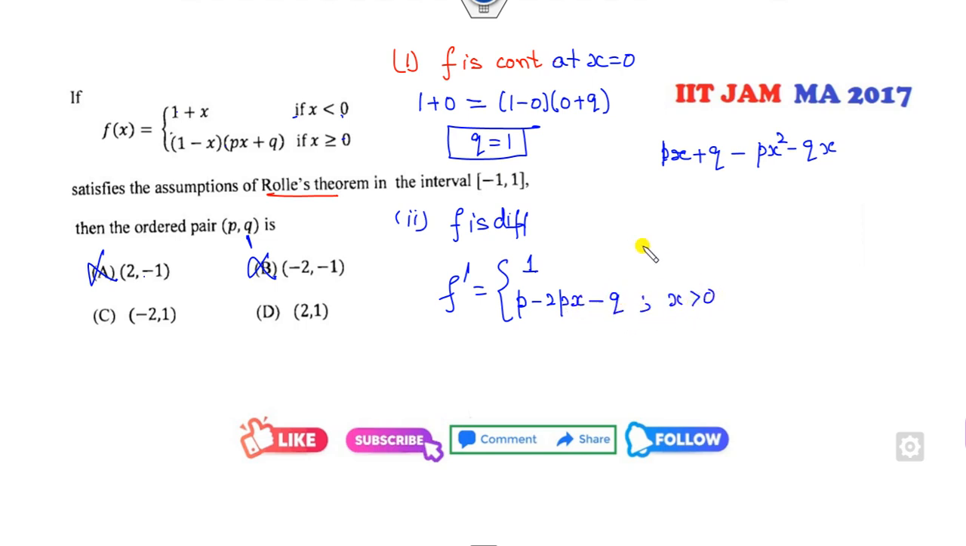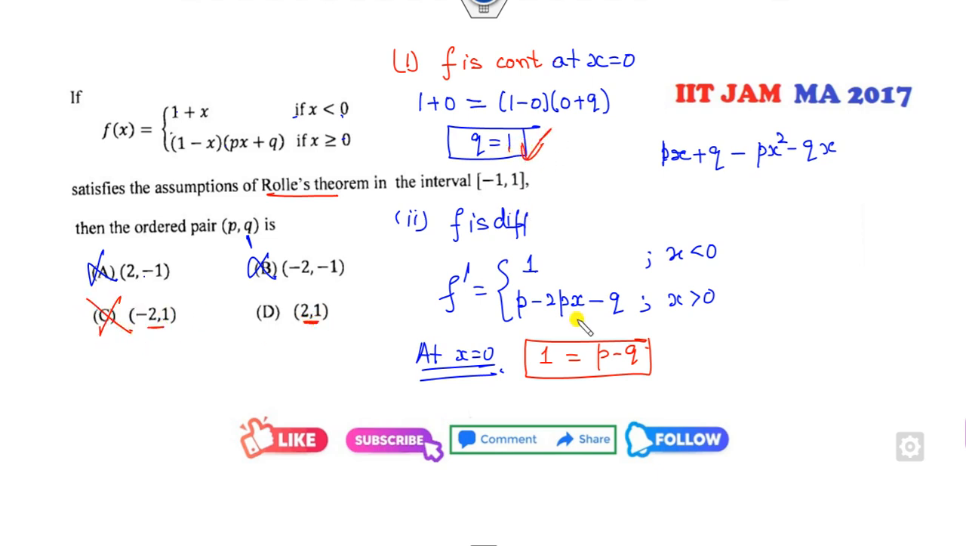Whenever x is greater than 0, and x is less than 0. So at the point x equal to 0, what is the answer of this? It is p minus q. So p minus q should be 1. This is a 1, this is a 3, it cancels. Otherwise q is equal to 1, so p will be 2, which is the right answer of the problem.